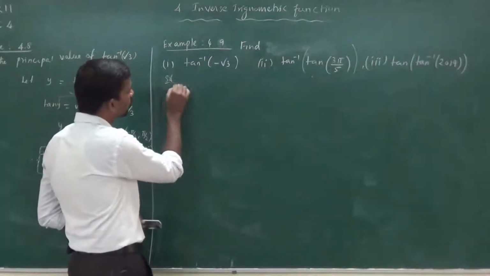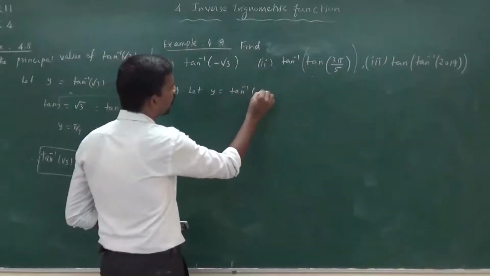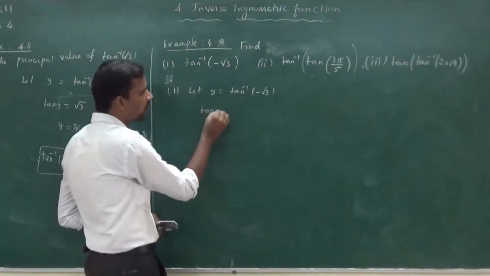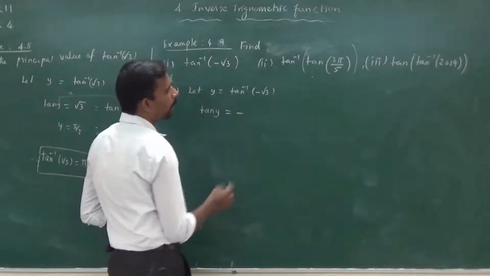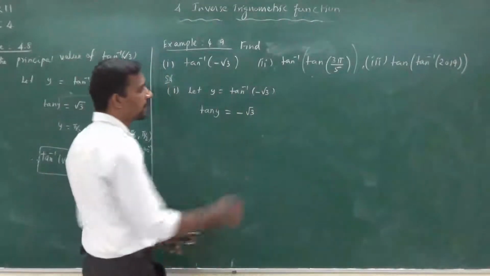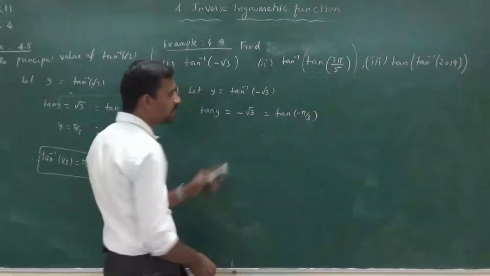Solution. The first one: y is equal to tan inverse of minus root 3. So take the tan inverse to the left side, it will be tan y, which is equal to minus root 3. So this is nothing but minus pi by 2, right?